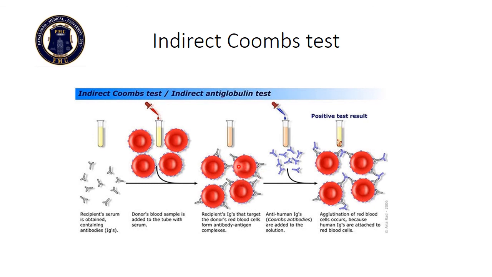Again, as these are IgG antibodies, they will not result in agglutination. Again, we will add anti-human globulins, and when the anti-human globulins are added to this mixture, a clump is formed, and the clump formation means that the antibodies are present in the serum of the patient.